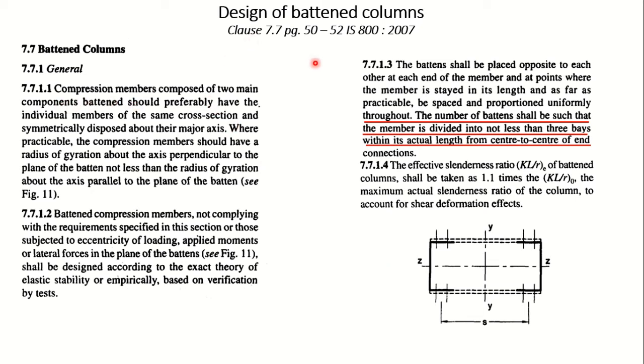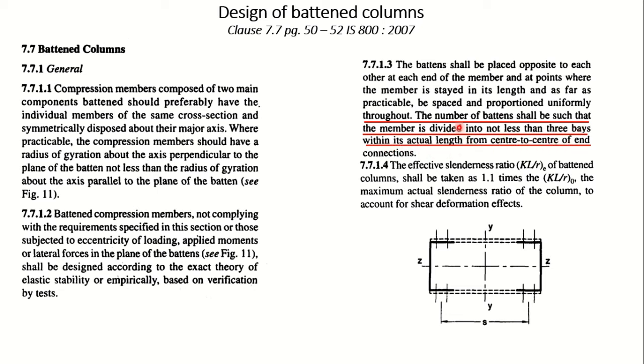And coming to the slenderness ratio in this case, or the number of battens, that is one more thing here. The number of battens shall be such that the member is divided into not less than three bays within its actual length from center to center of the end.